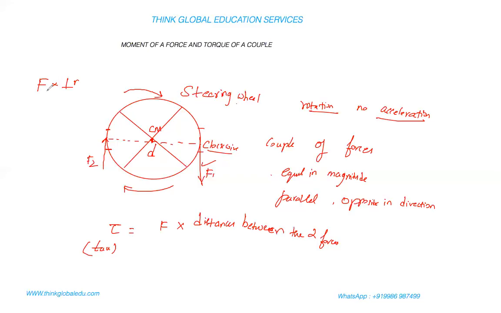So we have two different types of moments. One is a moment of a force and one is the torque of a couple, and they both produce a rotation, that is the motion, but they are different. In case of a moment, we have rotation about the axis. In case of a torque, we have two forces which are called a couple. They are equal in magnitude, parallel and opposite in direction. They produce a rotation without acceleration.